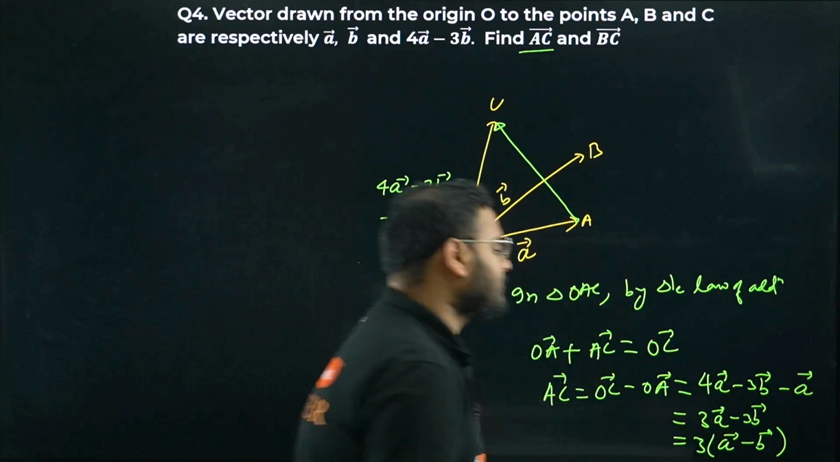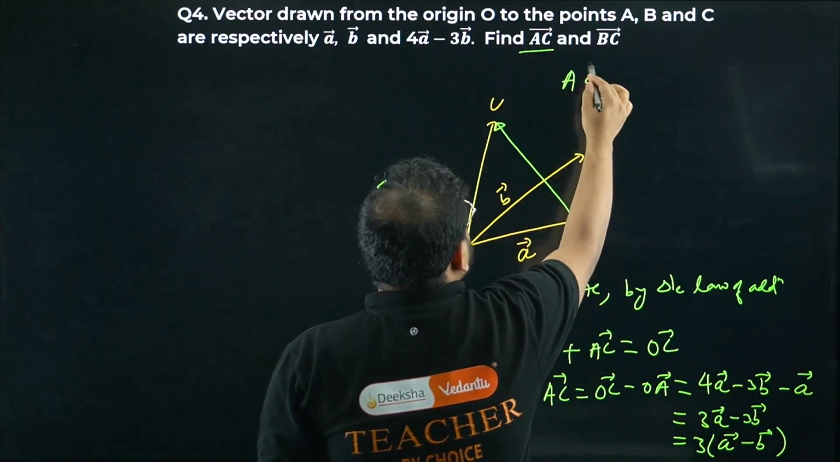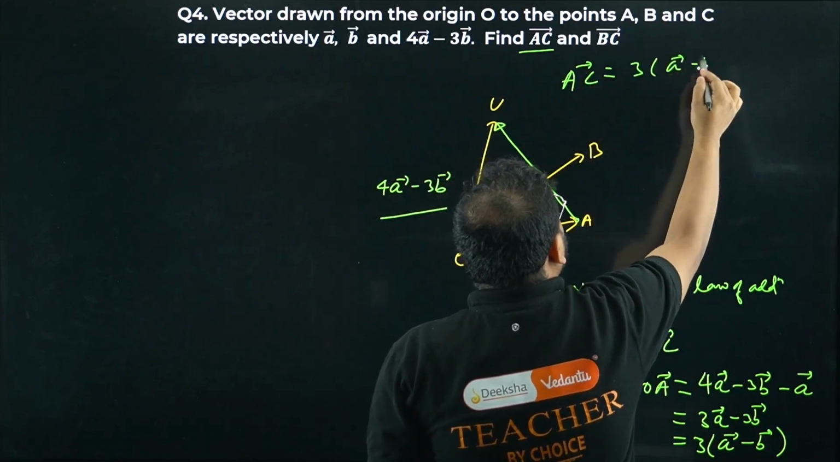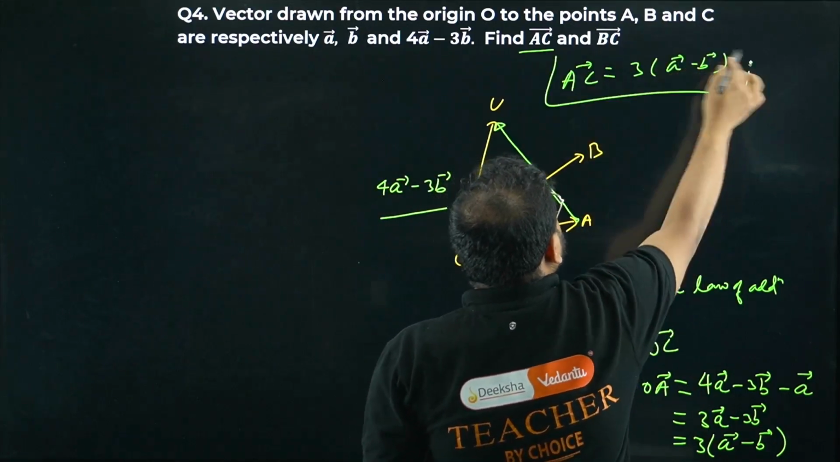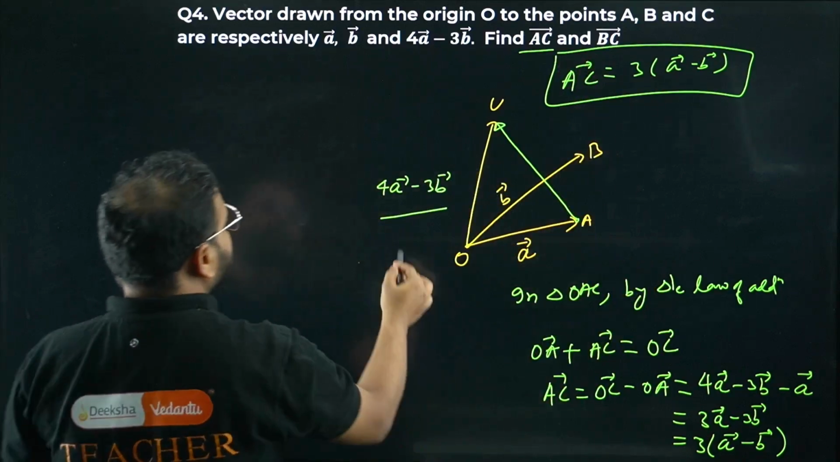Is that done now? This is your final answer. Let me write it over here just to make sure: AC is turning out to be 3 times of A minus B. This is one of the answers. Let's proceed and find the value of BC as well.